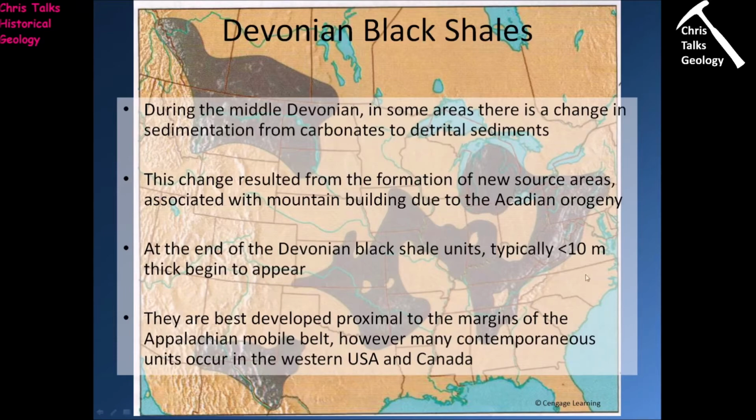So if we look at this diagram here, we can see we have an extensive area of black shales right here. Most of that clastic sediment is going to be sourced from the erosion of the Acadian orogeny, which is going to be located about here. So that makes relatively good sense.